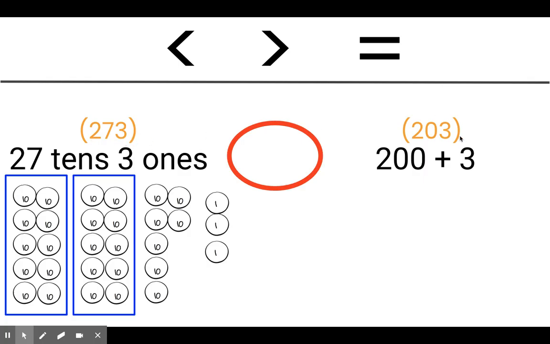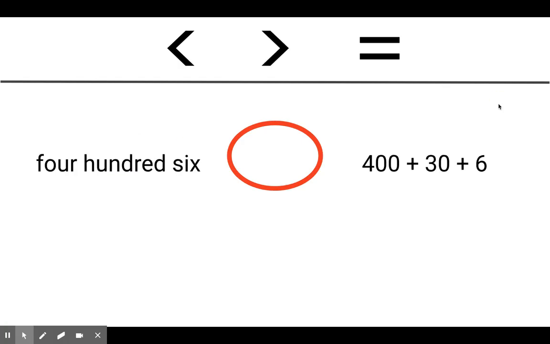273 and 203. On your whiteboard, I want you to write the symbol that would go in the oval when comparing these two numbers written as they are. 273 is less than 203, greater than 203, or equal to. Write it on your whiteboard. If you have greater than, you're correct. 273 is greater than 203. It has an additional group of 7 tens that increases its value. Let's try this one.